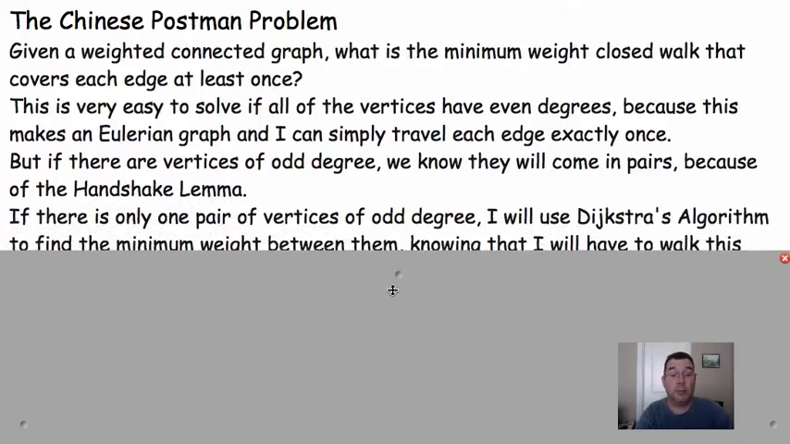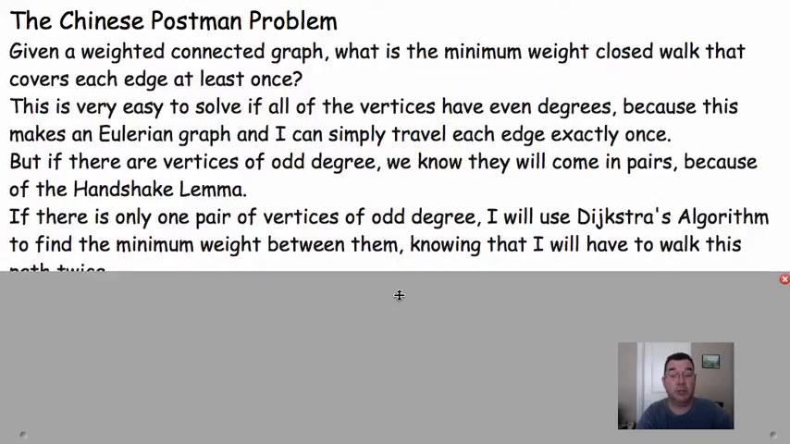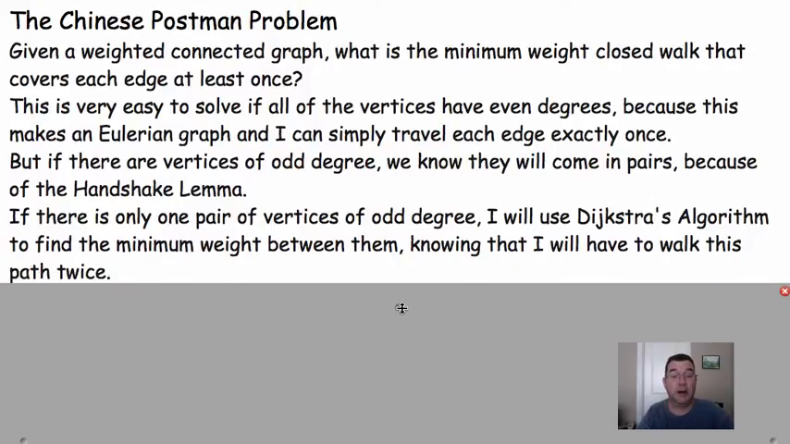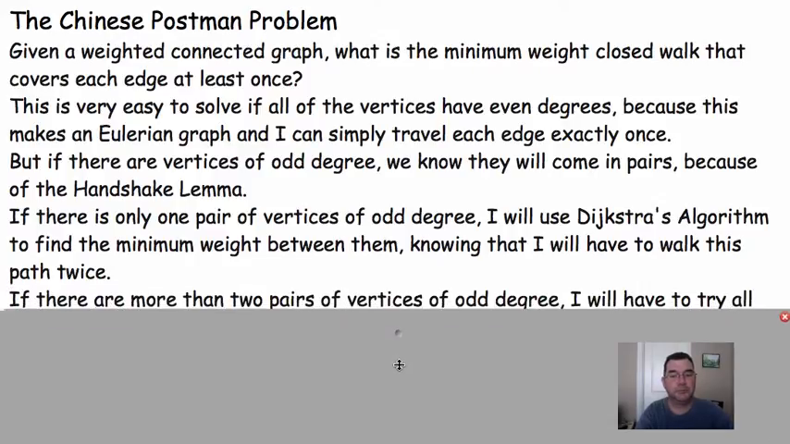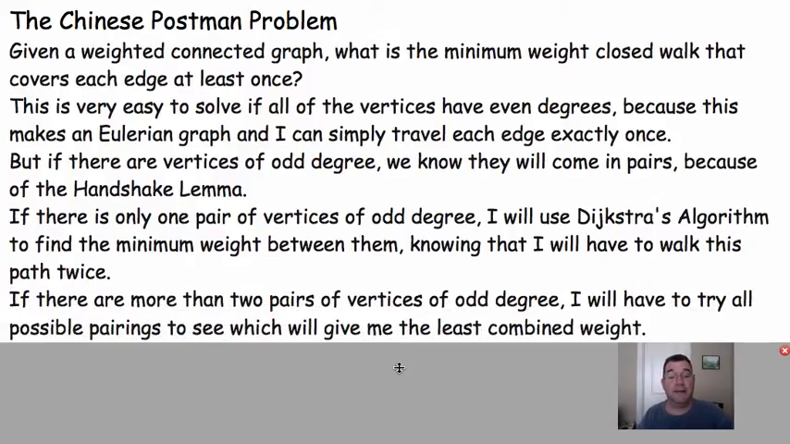Okay, so if there's only one pair of vertices of odd degree, I'm going to use Dijkstra's algorithm to figure out the shortest path, or the path of least cost, or the path of minimum weight between them. Because I know I'm going to have to walk this path twice, and I'd like that path to be as short or as cheap as possible. And then if I have more than one pair of vertices of odd degree, I've got to try all possible pairings of those vertices to see which combination gives me the smallest combined weight out of all the pairs added up together.